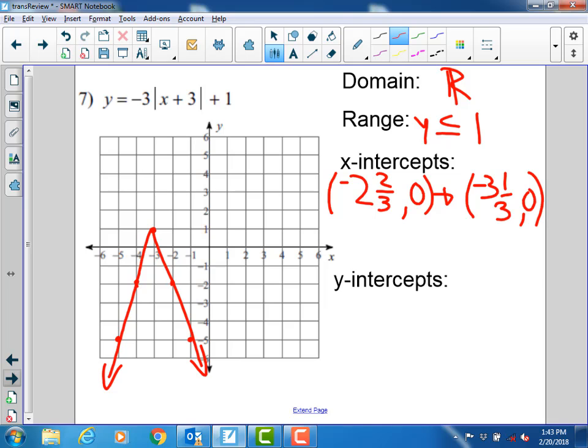Our y-intercept we can't see, so we're going to plug in 0 for x and just see what we actually get out. So we plug in 0. We end up with -3 times the absolute value of 3, which is -9. And then -9 plus 1 is -8. So our y-intercept is at 0 and -8.